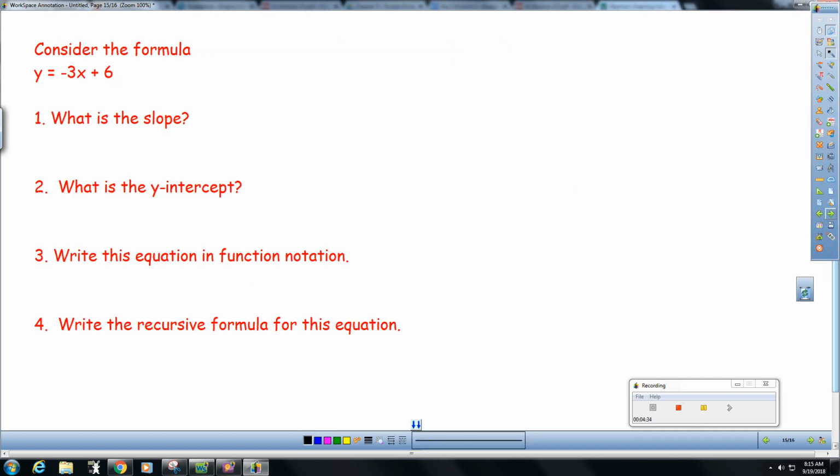Okay? The formula y equals negative 3x plus 6. You might want to jot this down on your test.